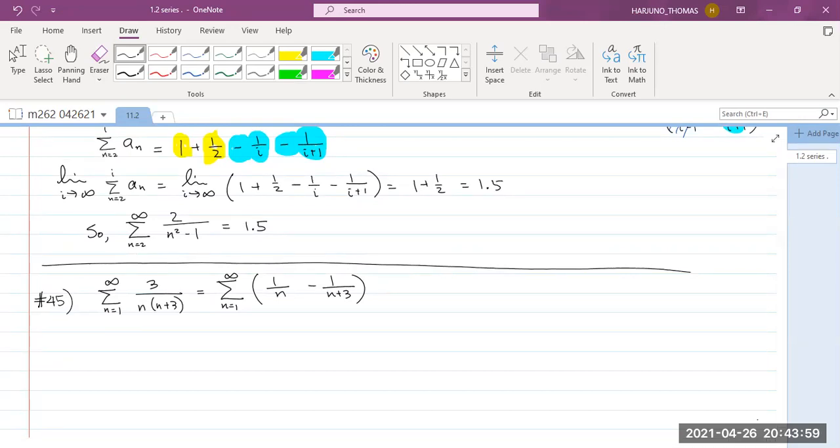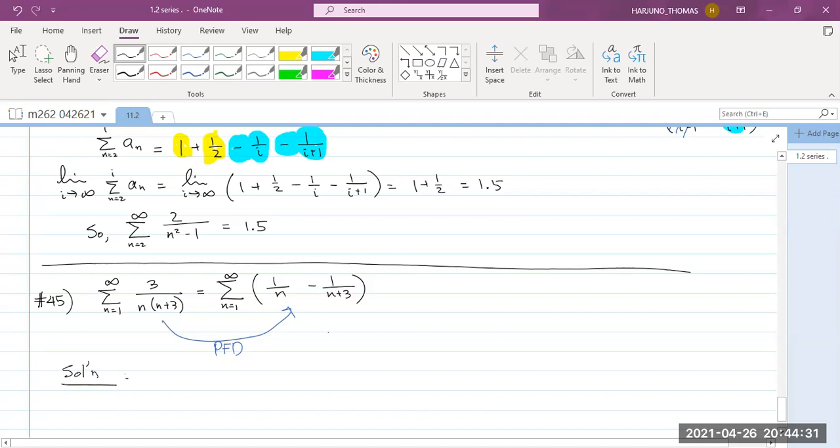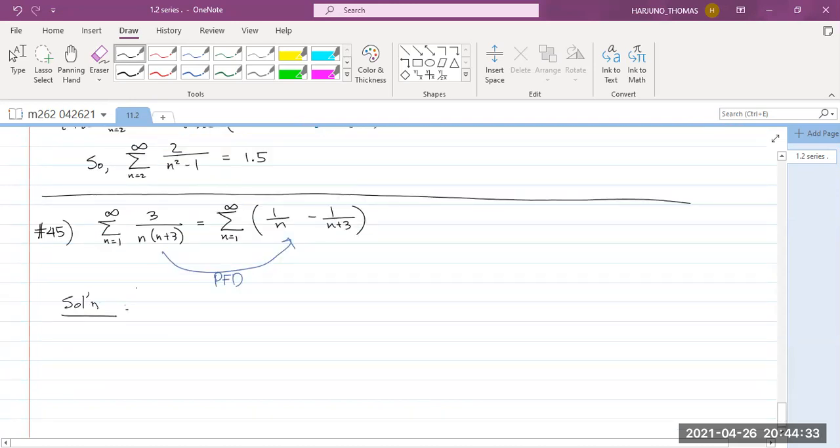Yeah, this one is clear. It's 3. The difference of the denominators is 3, right? So you see this will be n plus 3 on the top minus n. Is it right? Basically from here to here, you do partial fraction decomposition.